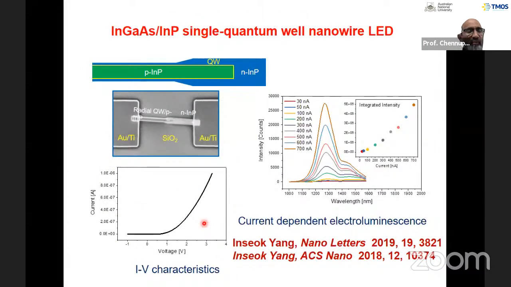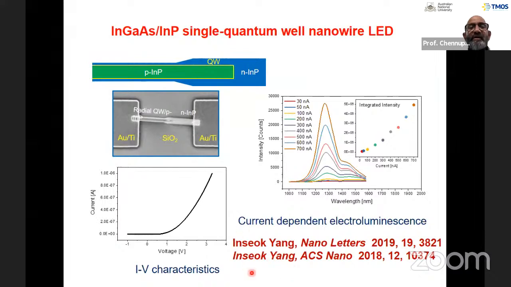So till now, I've only shown you the nanowire lasers, which are optically pumped. But ultimately people are interested in electrically pumped lasers. So this is a work of my student, Dr. In-Suk Yang. He came from Samsung and has now gone back to Samsung, where he is working as a research engineer.